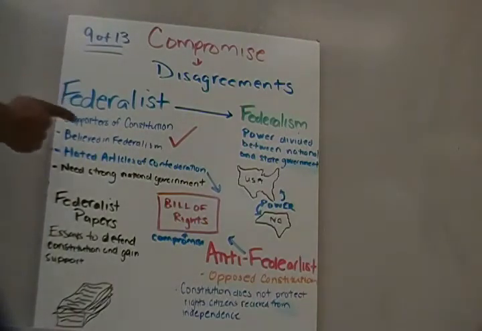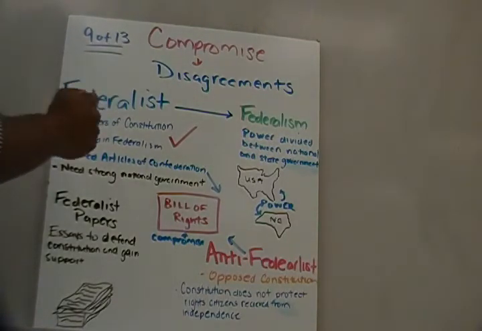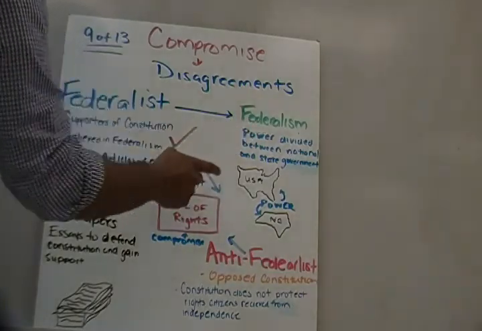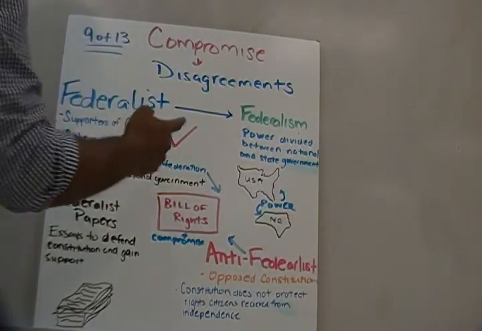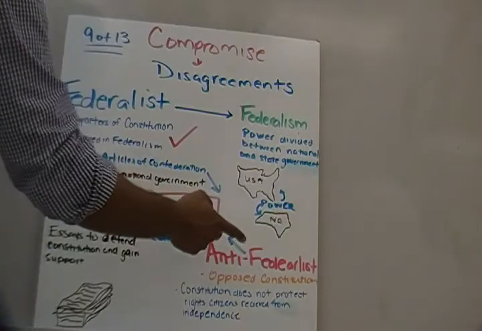Now, the Federalists, they were fine with the way the Constitution was when they started writing it. They believed in the idea of federalism, and they hated the Articles of Confederation. They believed that we needed a strong national government. Those are the four things that would define a Federalist. Now, a Federalist, they believe in the idea of federalism. And in federalism, the power that we have to govern is shared by our national government and our state government.